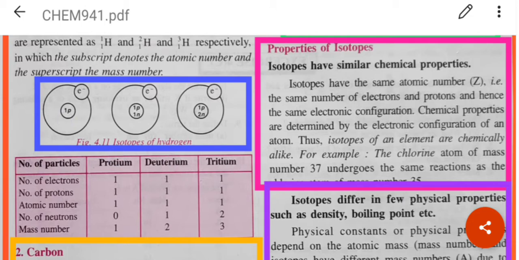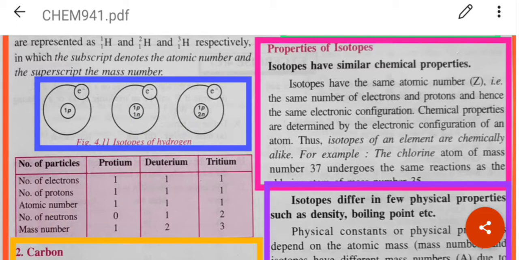In protium, you can see there is 1 proton, 1 electron. Number of neutrons is 0. In deuterium, 1 proton, 1 electron and 1 neutron. And its mass number is 2. How? 1 proton plus 1 neutron equals 2.